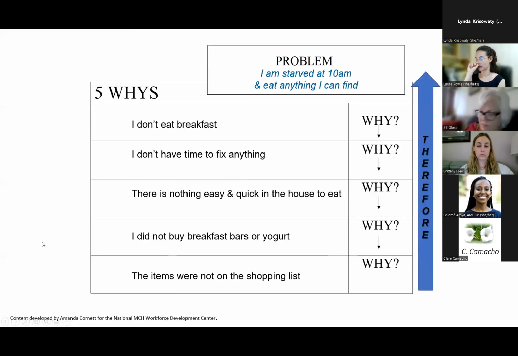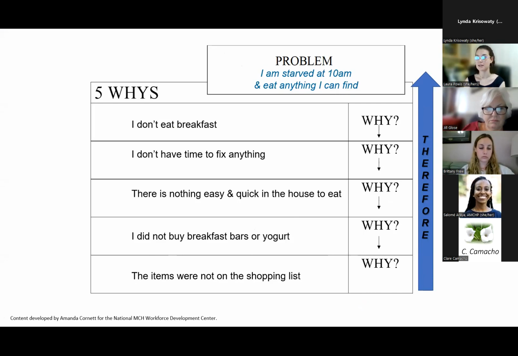So in our example that I'm going to share right here, we have our problem, which is that I am starved at 10 a.m. and I can't find anything to eat. So if we're doing our 5 Whys, I would ask, okay, well, why did that happen? First why might be, well, I didn't eat any breakfast. Well, why did that happen? I didn't have time to fix anything. And why was that? There's nothing to eat and there's nothing easy and quick in the house to eat.